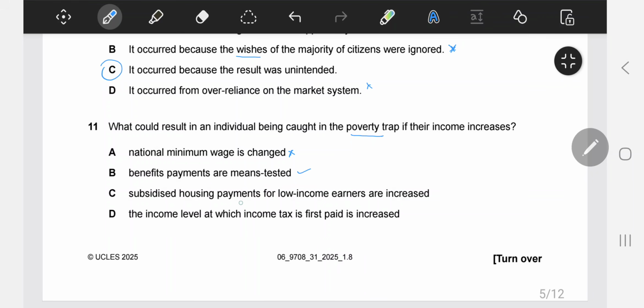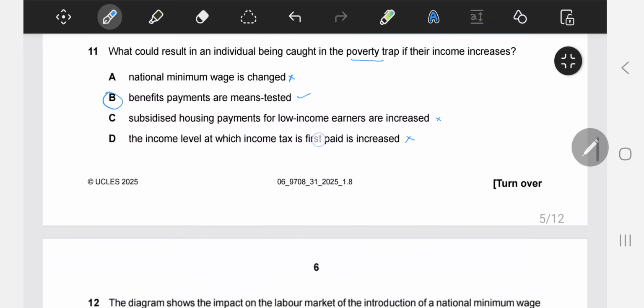Subsidized housing payments for low-income earners are increased. Yeah, this will actually help this person. If the income is increased and they increase the subsidized housing payments, they can benefit. So this one, the income level at which income tax is first paid is increased. So this one will also do the same thing as the other three. So the correct answer for 11 will be B. Okay, let's move on to 12.